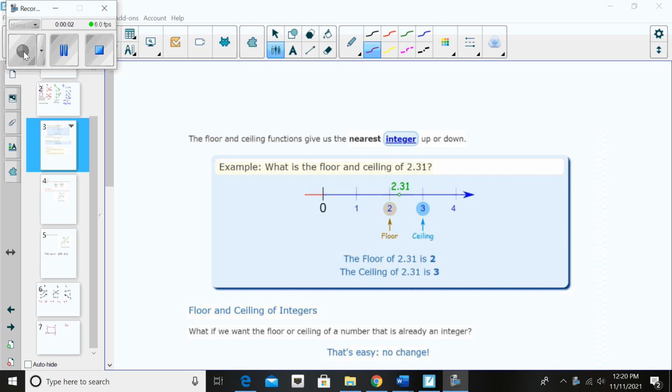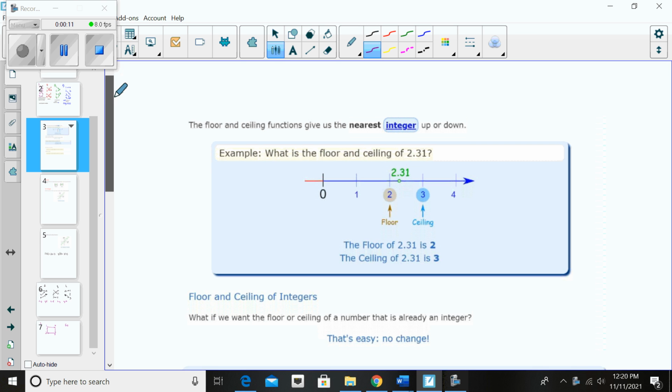To start off here, I'm going to introduce you to a new function. It's possible some of you who have taken calculus might have seen this function. This is called either, and it can have different names. I notice here that they're calling it the floor and ceiling function.